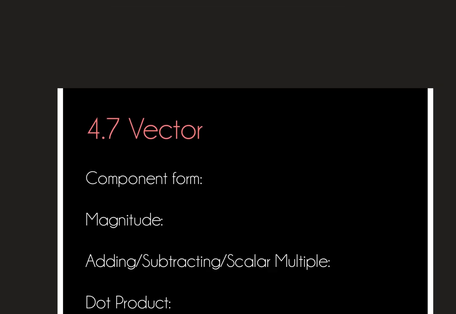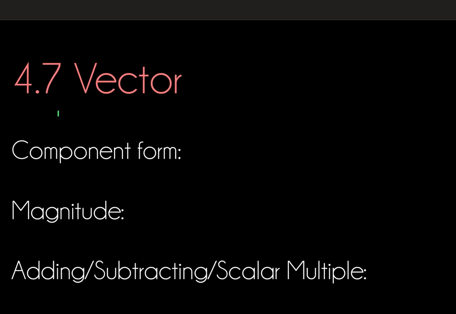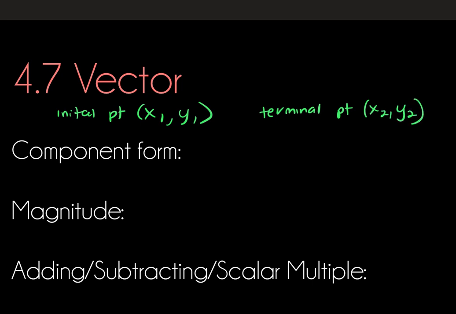So the component form, let's say I have my initial point, that's x1, y1, and my terminal point, that's x2, y2. Then to find the component form, I do x2 minus x1, comma, y2 minus y1. And remember, order here is important. Unlike with slope, where it would kind of work itself out with its sign, component form won't, because you're keeping them separate.